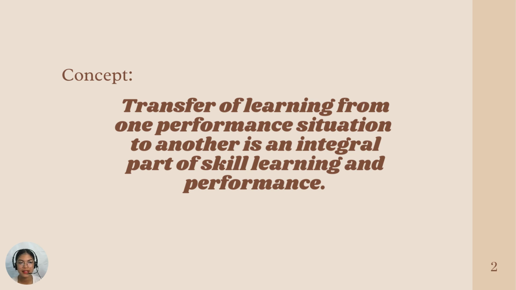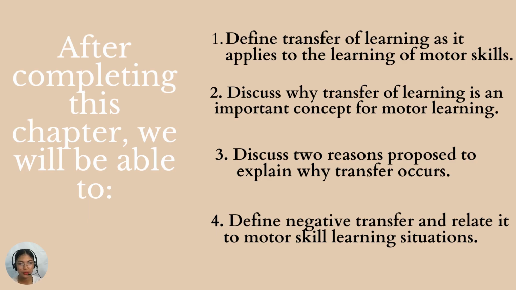So the topic concept is transfer of learning from one performance situation to another is an integral part of skill learning and performance. After completing this chapter, we will be able to first, define transfer of learning as it applies to the learning of motor skills. Number two, discuss why transfer of learning is an important concept for motor learning. Number three, discuss two reasons proposed to explain why transfer occurs. And number four, define negative transfer and relate it to motor skill learning situations.